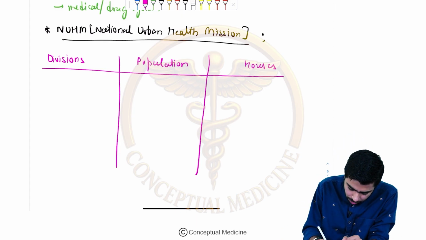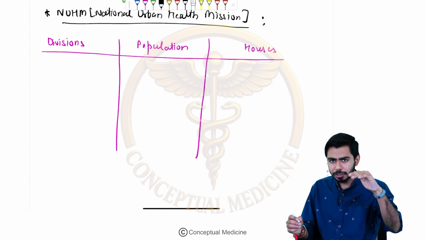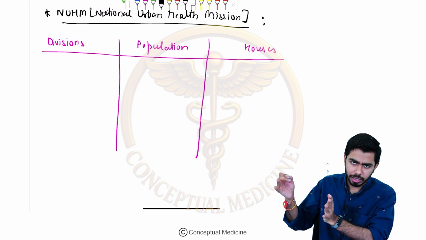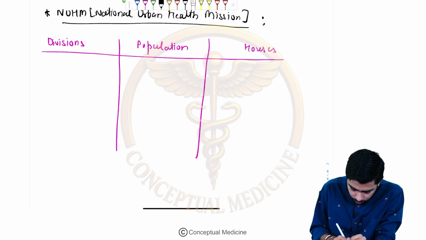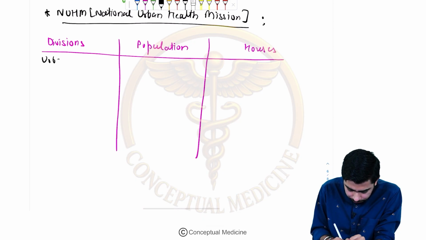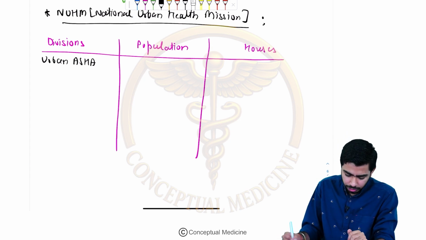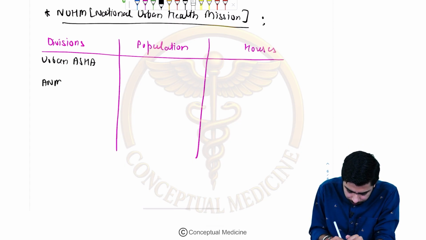So in the divisions part, guys, at the basic village level, ASHA was working in the NRHM. Here also, ASHA is working at the urban level, so here we'll be calling them urban ASHA. After the village, I told you there was the sub-center. Here also there is a sub-center, and we'll be calling it the A&M center.